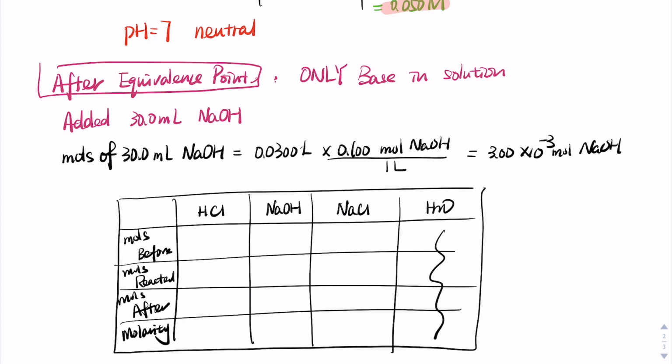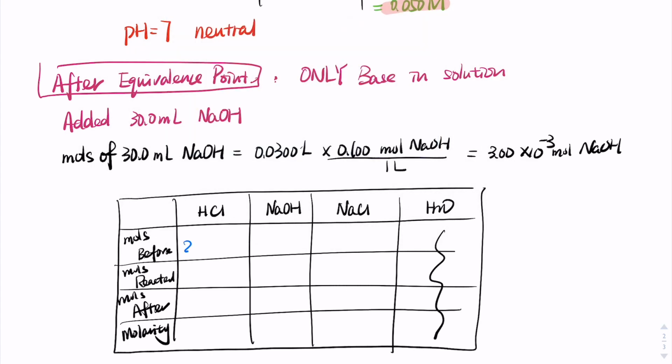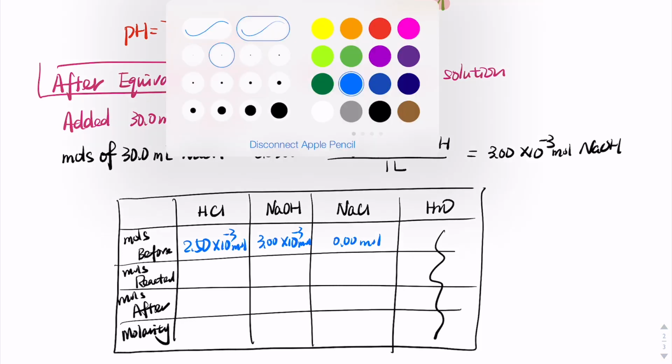Okay, and now let's see what we start off with. Remember again, it's the same acid. So 2.5 times 10 to the power negative 3, and the base you just added is 3 times 10 to the power negative 3, and then this is 0. So we're still counting this initially. You just say you add 30 mL at once.